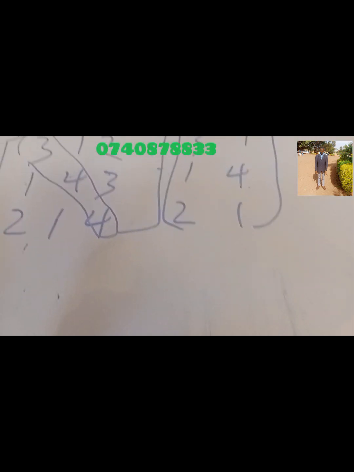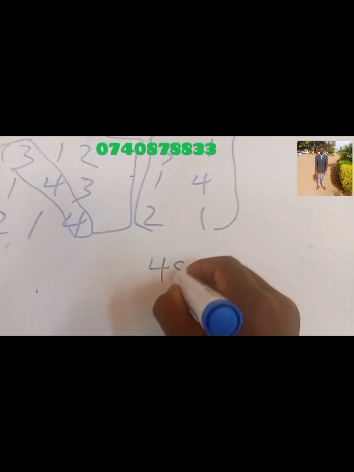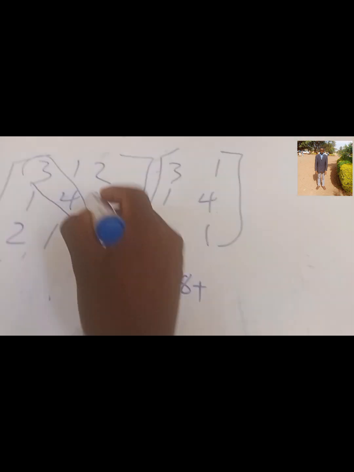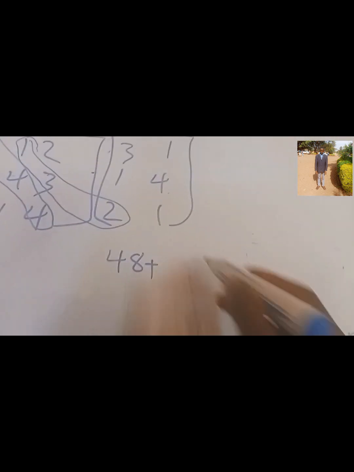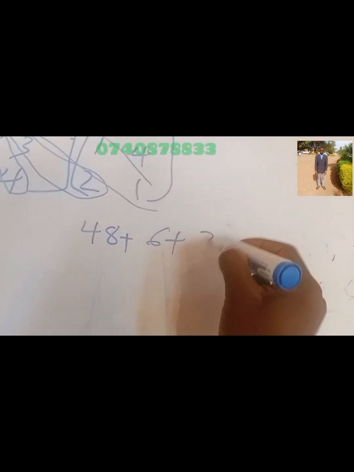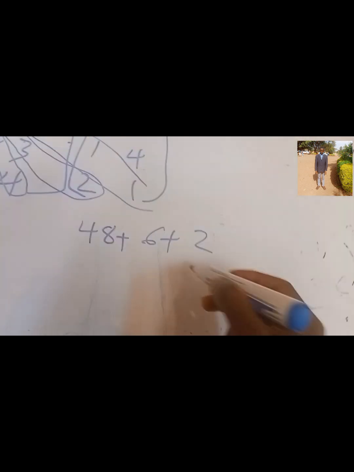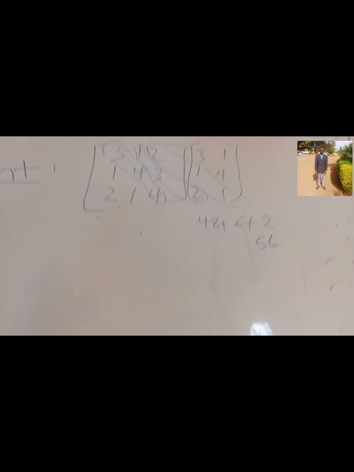So 16 times 3, which is giving us 48. Plus we have 1 times 3 times 2, which is 6. Plus finally we have this, which is giving us 2. So this will be 56 on the leading diagonal.